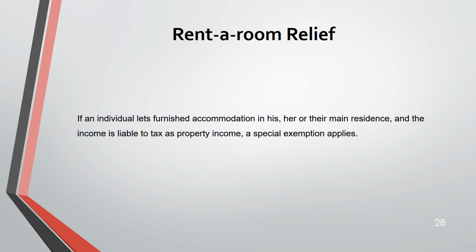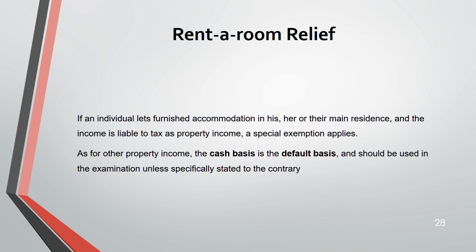So if you are giving part of your main residence as rent to someone, on that rent you will also be charged income tax. That comes as property income. But if it's from your main residence, a special exemption applies. And even this one is also cash basis. In short, all the property income, whether furnished holiday accommodation, lease, rent, or residential property, is cash basis. It's the default, unless the question tells you to use the other basis, accrual basis.